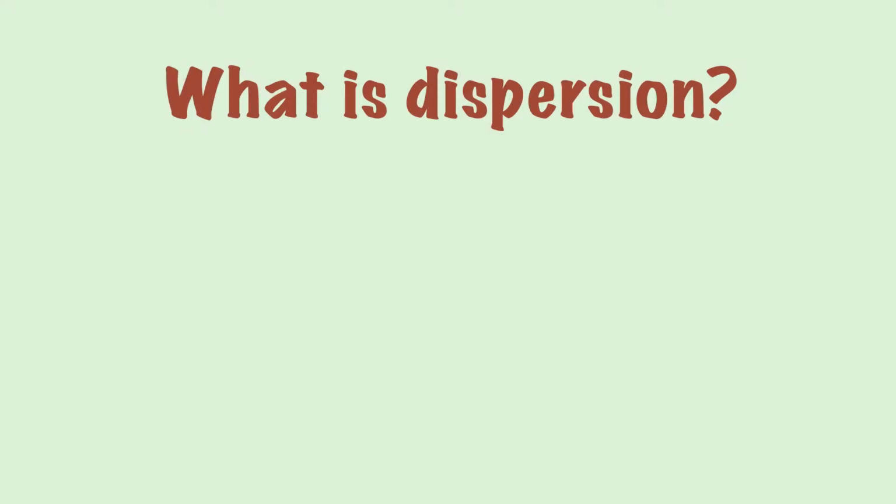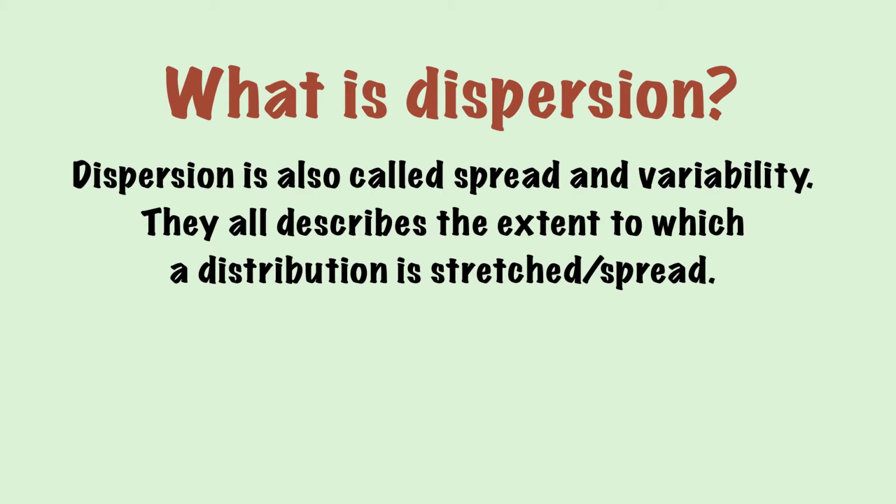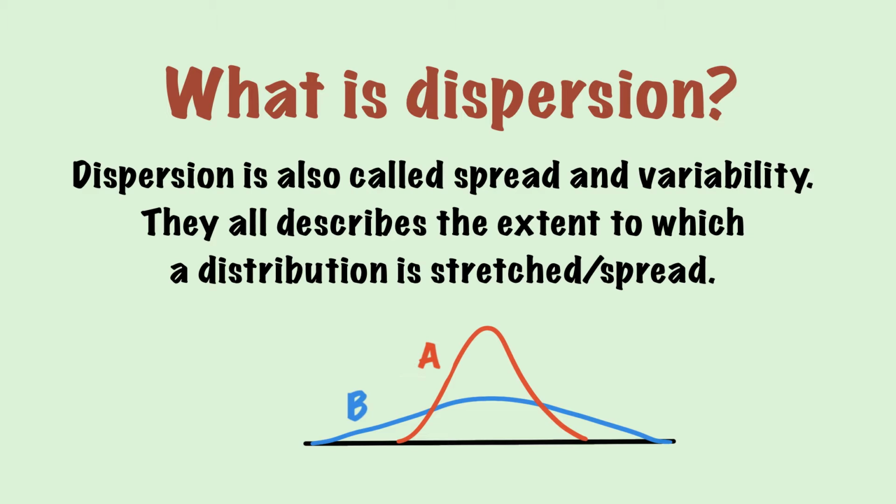To begin with, what is dispersion in statistics? Dispersion is also called spread or variability. It describes the extent to which a distribution is stretched. For example, it's obvious that B spreads more than A, so we'll say distribution B is more dispersed.